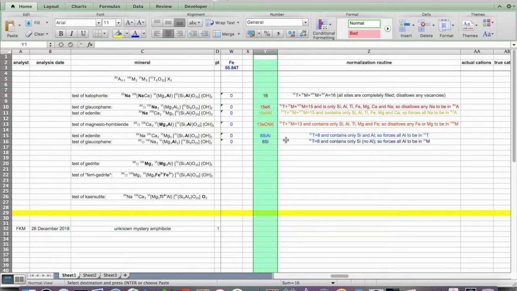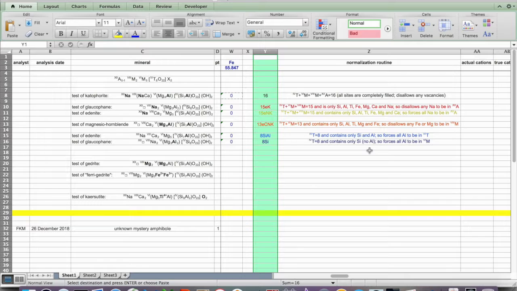Then again, now we have our last two normalization schemes, where we're only concerned about the occupancy of the tetrahedral site. We see that the tetrahedral site is equal to 8. You can see again up here in the formula, 8. And there are two N-member possibilities here as well. One would be that we include aluminum in that 8, which means that all of the aluminum has to be in the tetrahedral site, and none of it is allowed to be here in the 6 coordinated site. Okay, so that's this 8 SiAl.